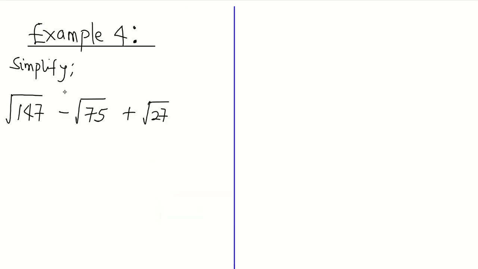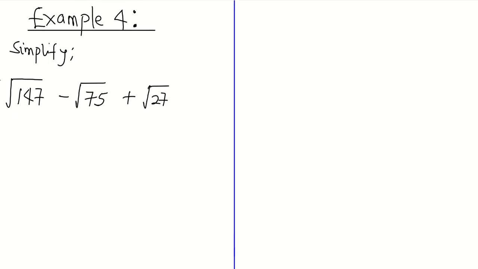So in example 4, it says simplify square root of 147 minus square root of 75 plus square root of 27. Now in this instance we can see that these surds are not in their reduced form, but we have to add them. So with this we have to reduce them or write them in their basic form, or reduced form, so that we can continue with our solution. Now in this instance, if you have not watched our video on the reduction of surds to basic form or simplest form, kindly check it out.